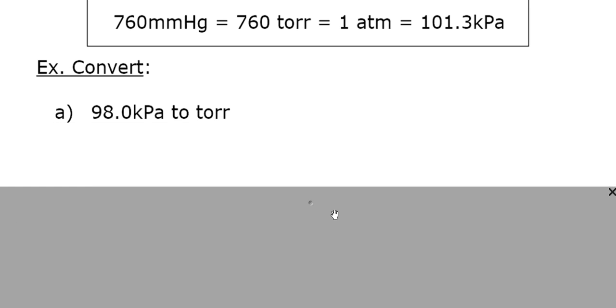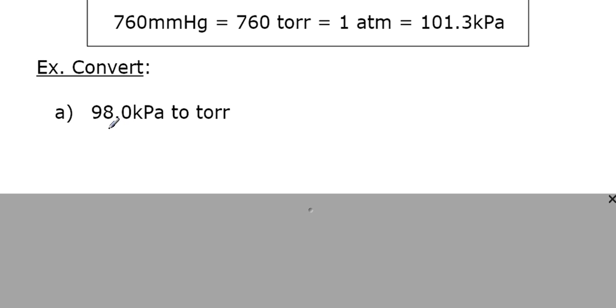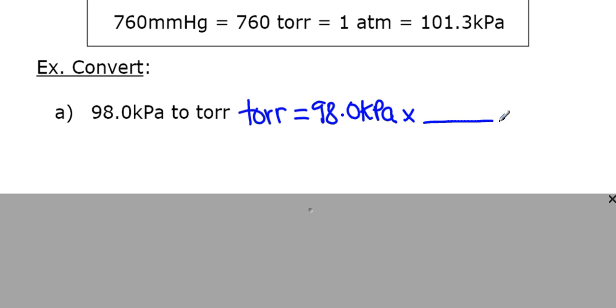So what if we wanted to convert 98 kilopascals to torr? Well, we're going to use our unit analysis method we've been working with throughout the course. So I take my unknown, which is torr, and I'm going to start with my given value here, which is 98. And I'm going to multiply it by my conversion factor. Now, where am I going to get it? I'm going to get it from my relationship up here. So I need 101.3 kilopascals, and I need 760 torr. Those are the two measurements that are related to this question.